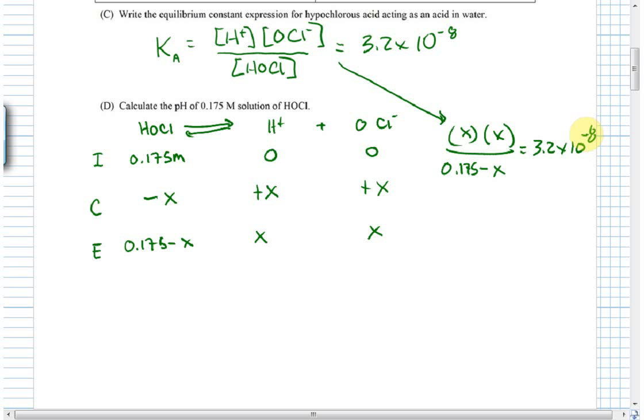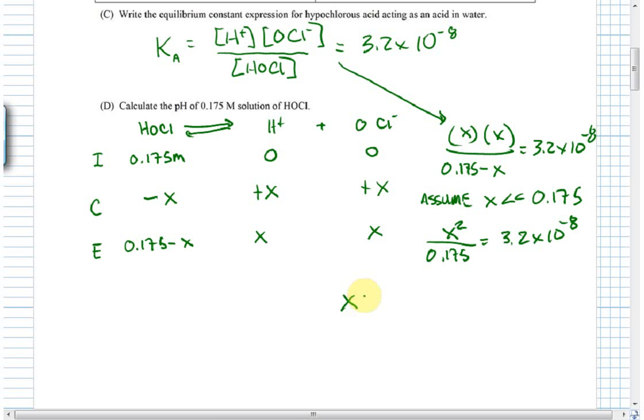Solve for X. Again, we could solve the quadratic equation, but chemistry allows us to simplify things. We know X is going to be small, and therefore the assumption we make is that X is much, much smaller than 0.175. Essentially what that means is in my denominator, when I subtract X from 0.175, I'm still going to get 0.175. X is going to be so small that it's not going to make a change in my initial concentration of HOCl. Therefore, the math simplifies to X squared over 0.175 has to equal 3.2 times 10 to the minus 8th.